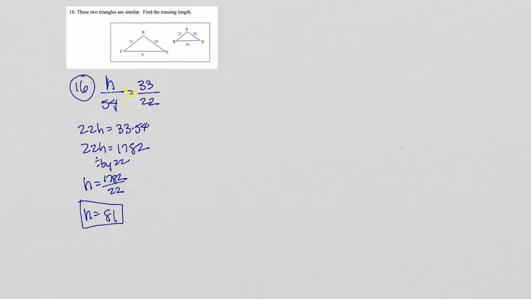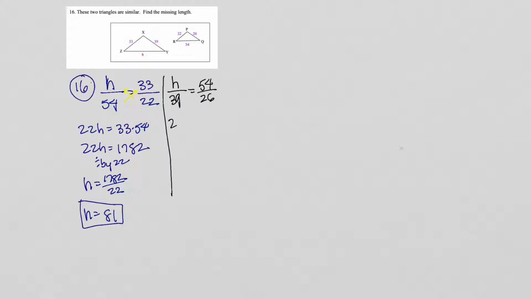Now, while we're doing this, I could have set it up differently. Here's what we did: this base is to that base as the left side is to the left side. But I could have said the base is to the right side as the base is to the right side, and let's just see what happens. This base is to that right side as that base, 54, is to that right side, 26.